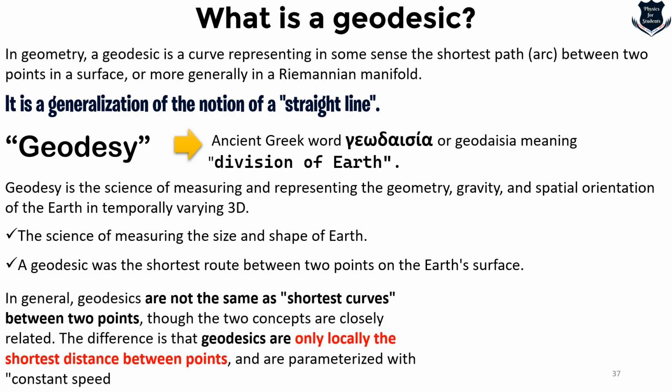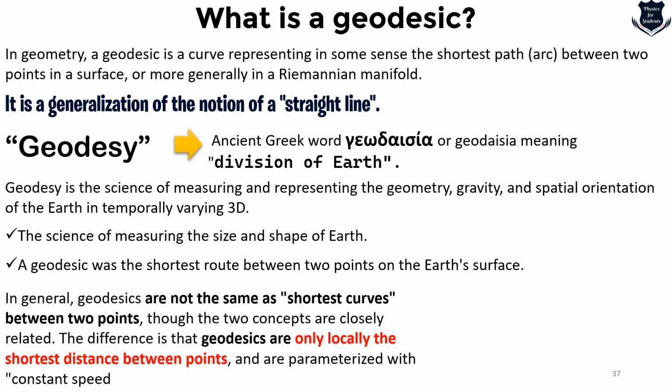Now remember, here is a misnomer. Geodesics are not always the shortest curves between 2 points. It is only shortest when we take something locally. So though the two concepts, shortest curves and geodesics, are related to each other, technically they are not the same, because geodesics only locally take the shortest distance between points, and they do it at a constant speed.